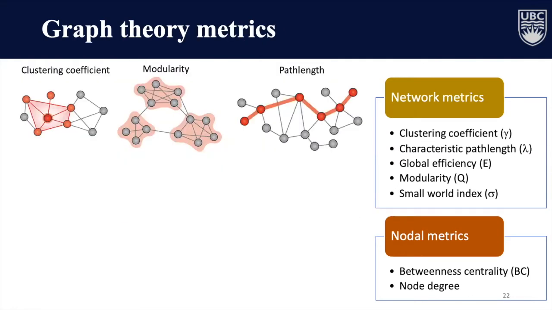And the graph theory metrics that measure the level of segregation, such as the clustering coefficient, reflect the efficiency of information transmission within local clusters. So this is an example of a local cluster. And the graph metrics that measure the level of integration, such as the characteristic path length, reflect the efficiency of information transmission between different local clusters.